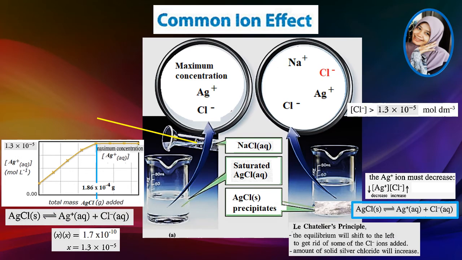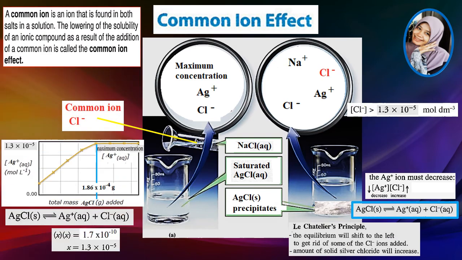A common ion is an ion that is found in both salts in a solution. The lowering of the solubility of an ionic compound as a result of the addition of a common ion is called the common ion effect.